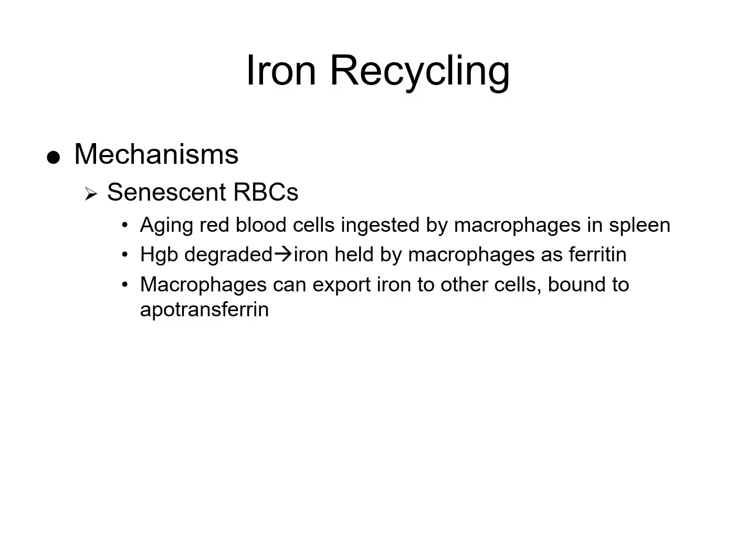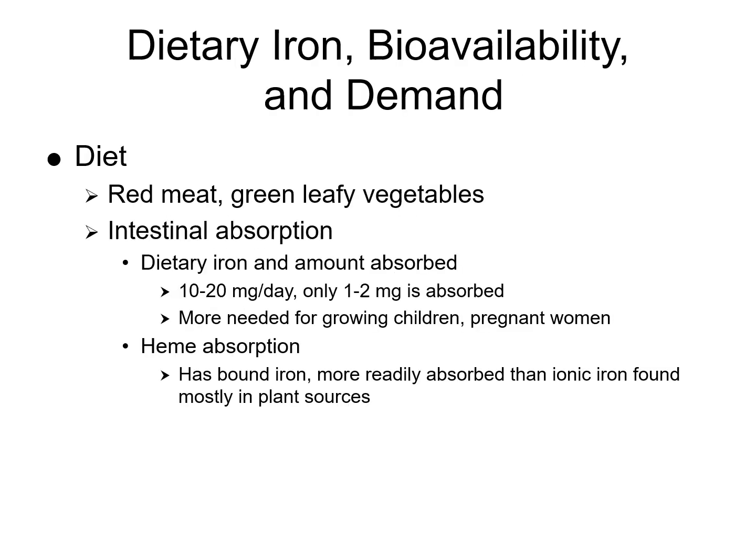So just a quick summary flow of the iron recycling: we have the senescent red blood cells, which are then phagocytized by the macrophages. The hemoglobin is degraded, which is where the iron is then released. Iron is stored as ferritin inside those macrophages. Iron is then exported by ferroportin into the plasma. That is where the iron will bind to apotransferrin, which will form transferrin. And then from there, transferrin delivers iron to the cells for reuse.